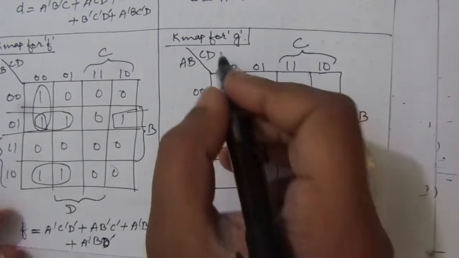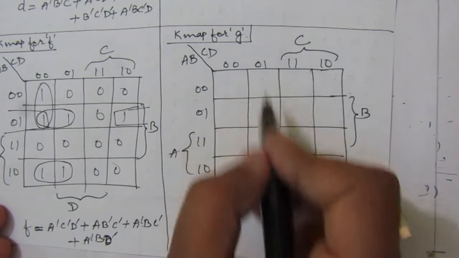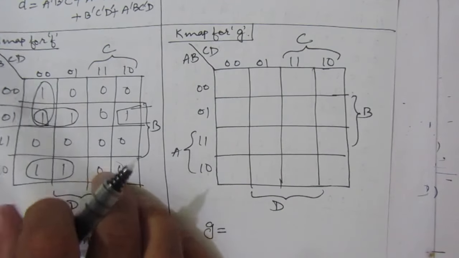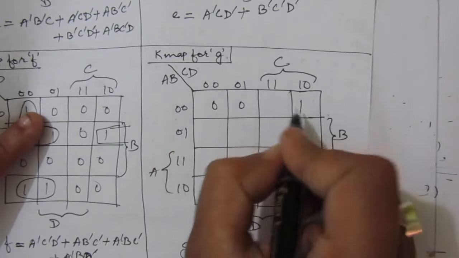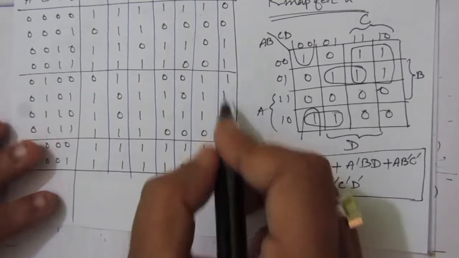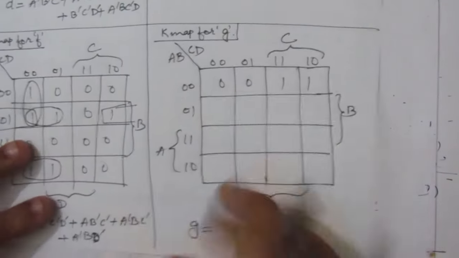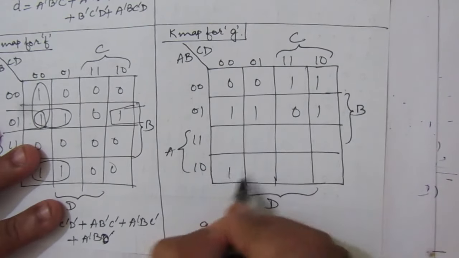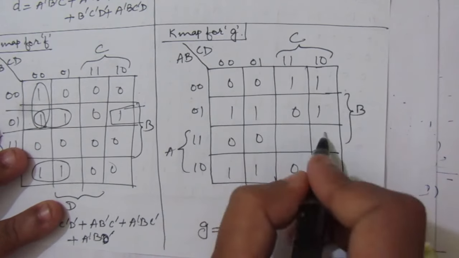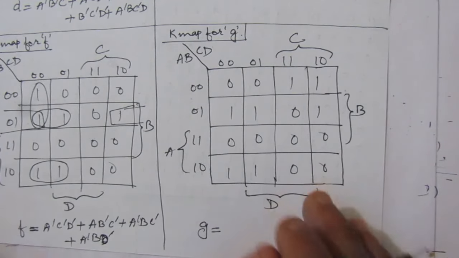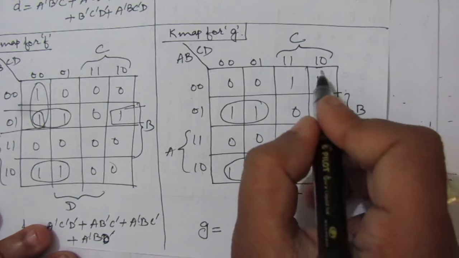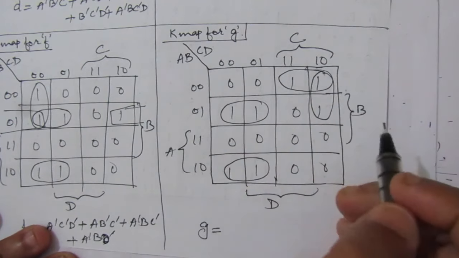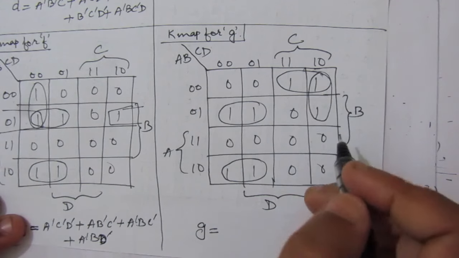Now finally we have to find out the K-map for small g and from that we have to find out the Boolean expression for small g. Okay, for small g we have 0, 0, 1, 1, then we have 1, 1, 1, 0, 1, 1, so 0, 0, 0, 0, 0, 0. Okay, now we have to take the possible combinations. So this will be one combination, this will be another. So this will be the third combination suppose, this is the fourth combination suppose. Okay, so we have taken all the combinations.